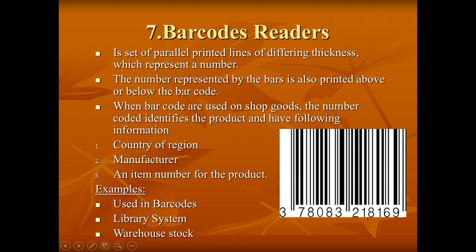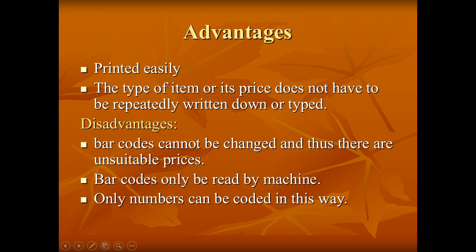Advantage of that one: it is printed easily, and the type of item and the price do not have to be repeatedly written down or typed. Disadvantage of that one: a barcode cannot be changed, and thus there are unsuitable prices. A barcode can only be read by the machine. Only numbers can be coded in this way.